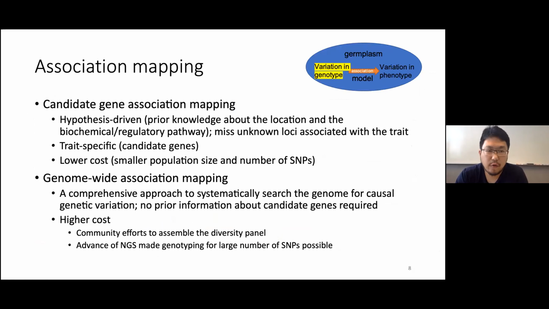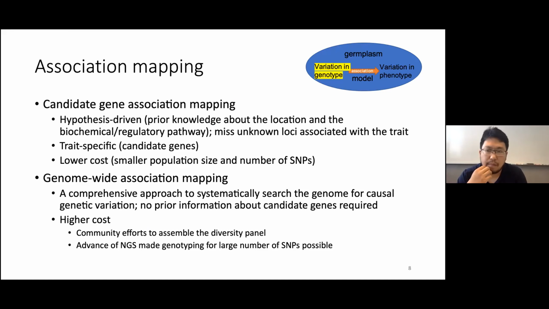Let's get back to association mapping. In earlier slides, we mentioned that there are two types of association mapping. One of them is candidate gene association mapping, and the other one is genome-wide association mapping. Candidate gene association mapping is a hypothesis-driven method. It needs prior knowledge about the location and the biochemical or regulatory pathway of the candidate genes.